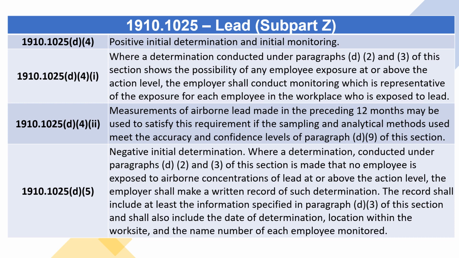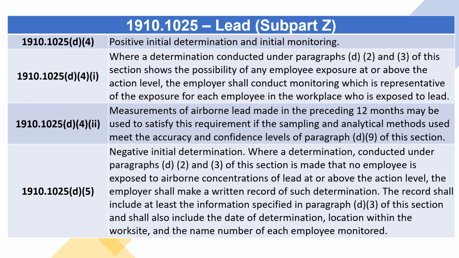1910.1025. D.4. Positive initial determination and initial monitoring. 1910.1025. D.4.1. Where a determination conducted under paragraphs D.2 and 3 of this section shows the possibility of any employee exposure at or above the action level, the employer shall conduct monitoring which is representative of the exposure for each employee in the workplace who is exposed to lead. 1910.1025. D.4.2. Measurements of airborne lead made in the preceding 12 months may be used to satisfy this requirement if the sampling and analytical methods used meet the accuracy and confidence levels of paragraph D.9 of this section.